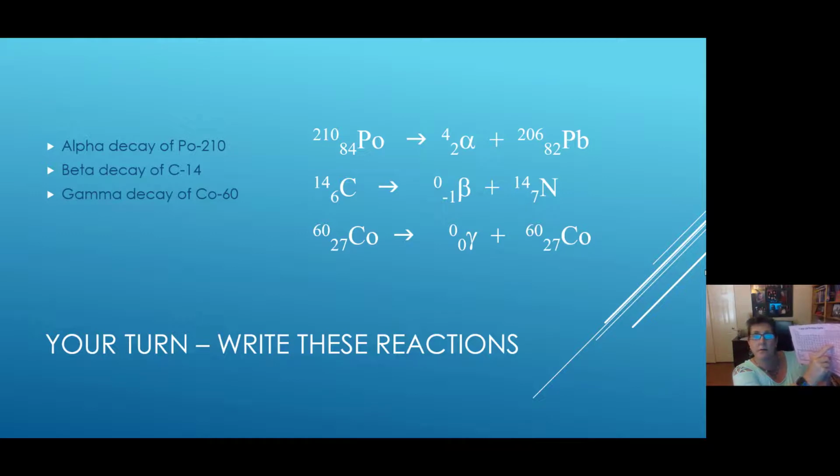All right, last one. 60 over 27 cobalt, arrow, 0 over 0 gamma, plus 60 over 27 cobalt. It's the same thing, right? 60 equals 0 plus 60. The bottom numbers, 27 equals 0 plus 27. All right, if you didn't quite catch the alpha, beta, and gamma, I am going to make another video specifically for writing these reactions for your lab. Okay, so watch for that video. All right, let's continue on with our PowerPoint.